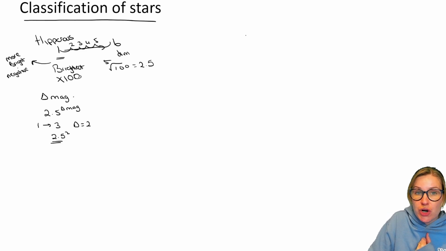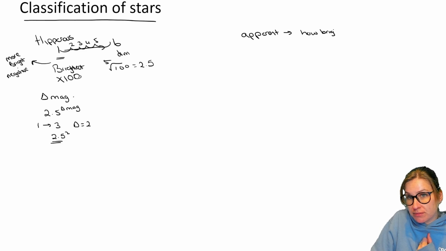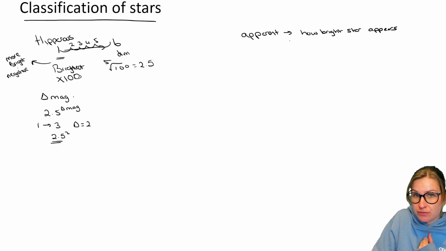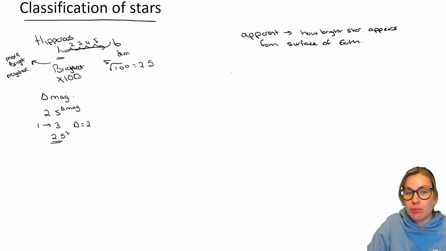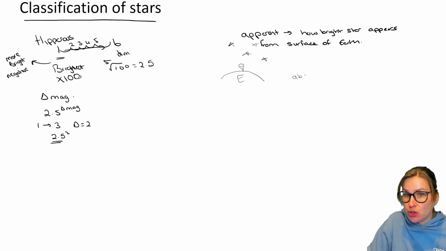That's when we came into our new apparent magnitude scale. Apparent magnitude is how bright a star appears from the surface of the Earth. But the problem with that was, if we're on the Earth looking at all these stars, we don't know if they're super bright because they're more luminous, bigger stars, or because they're further away. So then there's the absolute magnitude.